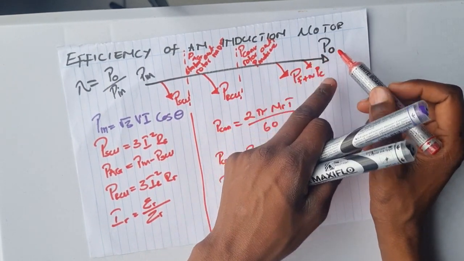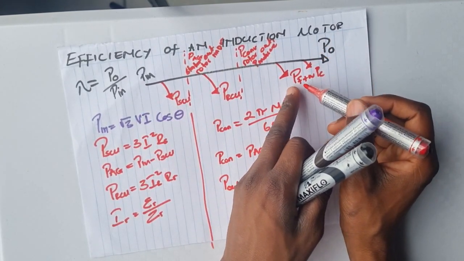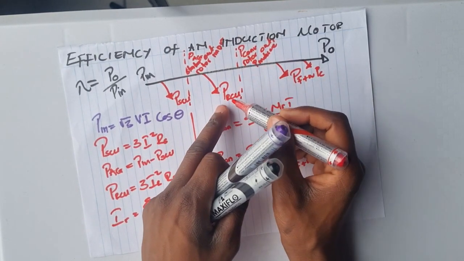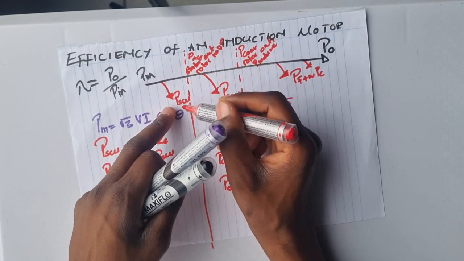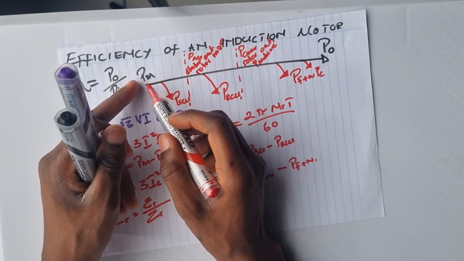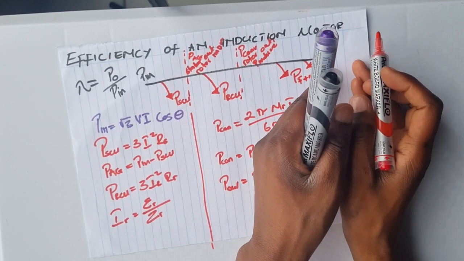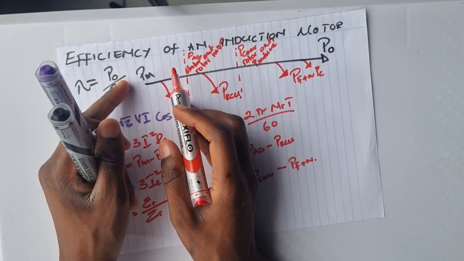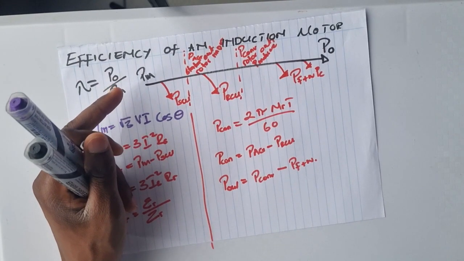If we are given the output power, to get the input power, we say P output plus friction and windage, we get P converted. P converted plus P rotor copper losses, we get P air gap. P air gap plus P stator copper losses, we get the input power. So from input to the output, we are subtracting. From output to input, we are going to add the losses. I hope that is clear.